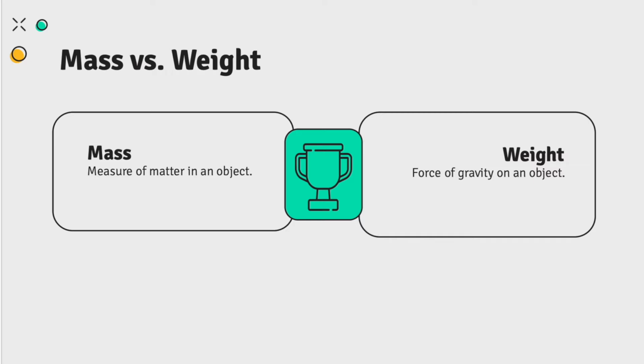So we have mass and weight. What's the difference between those two? Mass is the measure of matter in an object, while weight is the force of gravity on an object.